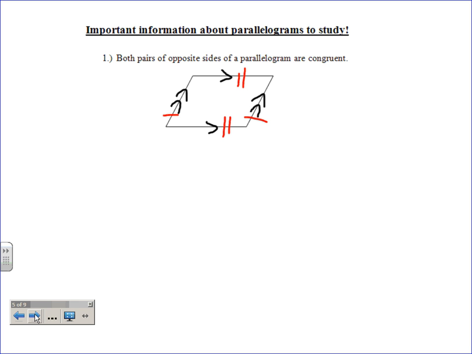If we have a parallelogram and we know we have a parallelogram, that has to be true. So in other words, if this one over here is 5, this one over here is 5. And if this one is 7, this one is 7, right? That has to be true. Okay, that's what that means.